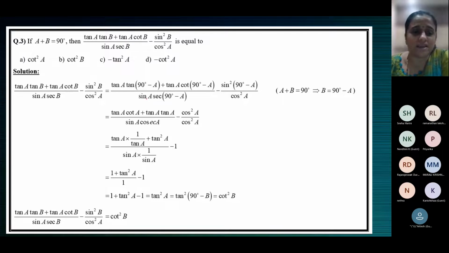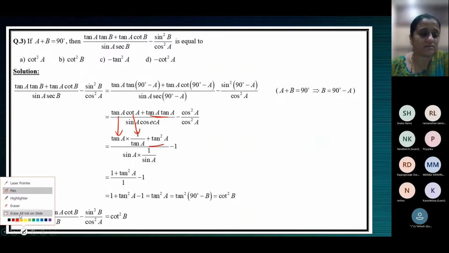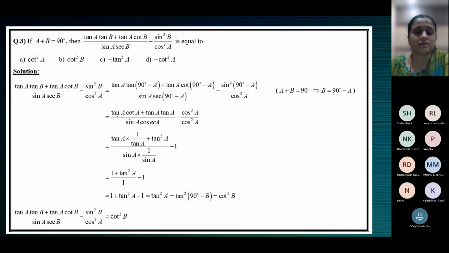Very, very simple. See, tan A as it is. Cot A is 1 by tan A because cot and tan are reciprocal ratios. And tan A into tan A is tan square A. Then divided by sin A as it is, cosecant is 1 by sin A. Or you can write cosecant A as it is and write sin A as 1 by cosecant A and cancel.